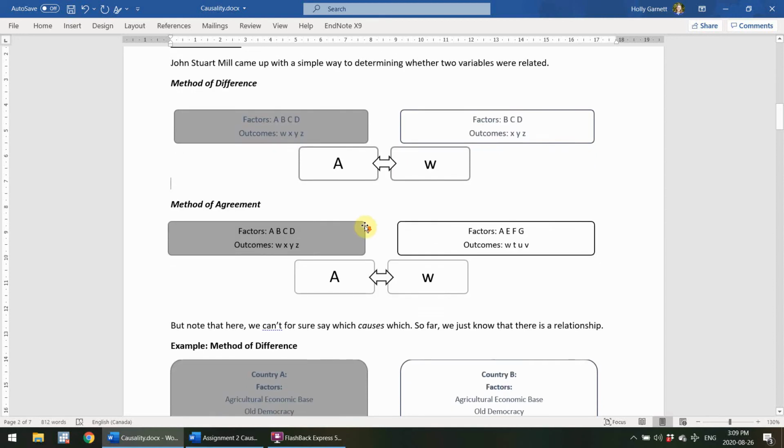The method of agreement uses the other logic. Again, you have a country or a unit of analysis, an individual, whatever, that has A, B, C, and D, and outcomes W, X, Y, Z. And you see another unit of analysis, say a country, that has A, E, F, and G, and outcomes W, T, U, and V. We know that these things are different, and these things are different. But the things in common are A and W. So we can say that A and W are related.